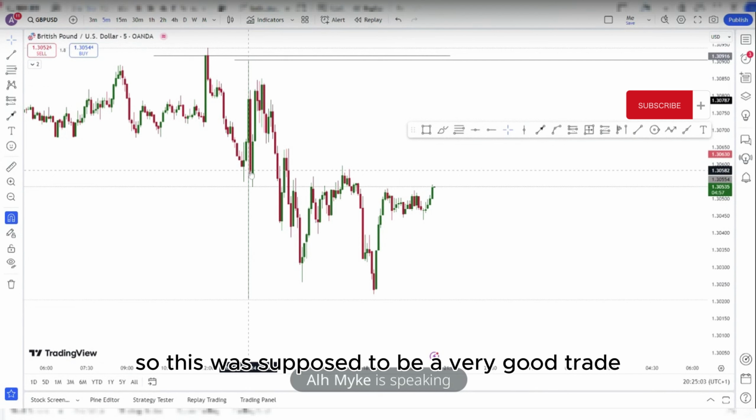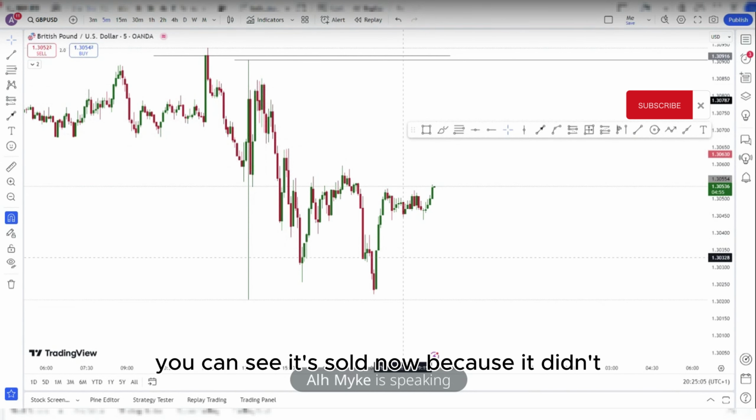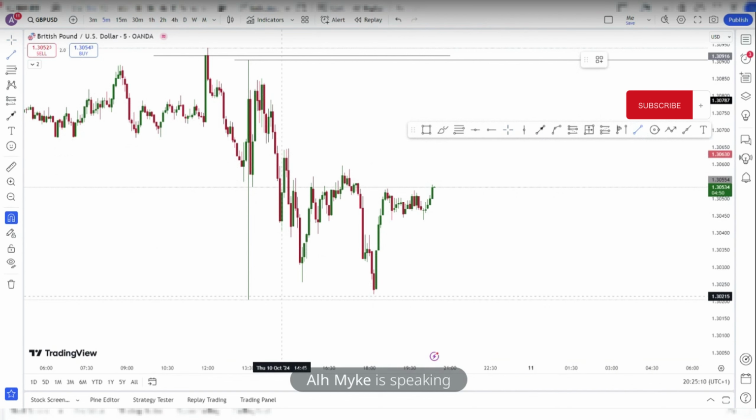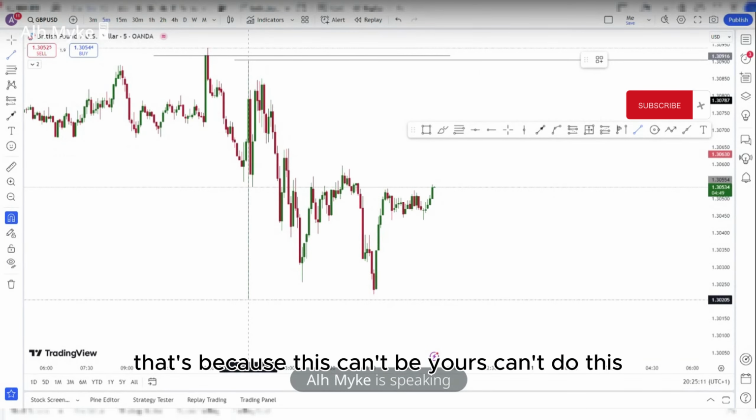So this was supposed to be a very good trade. You can see it sold down because it didn't play out accordingly, because this candle was formed by the news.